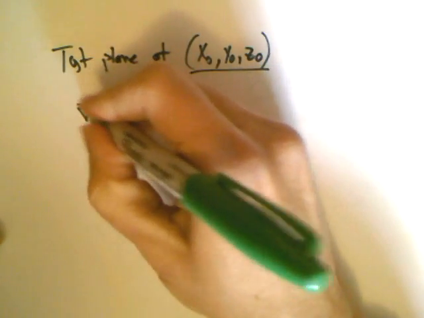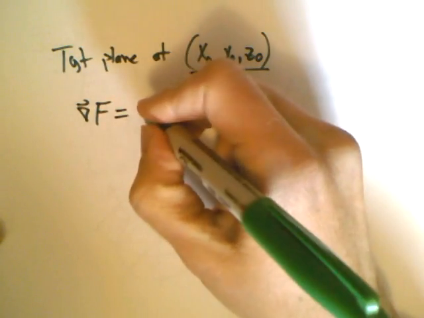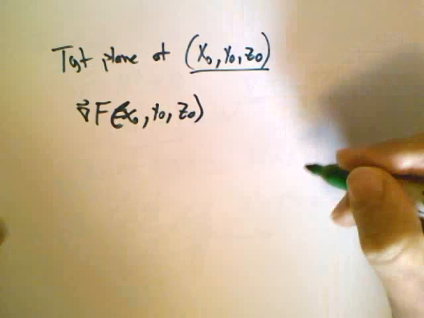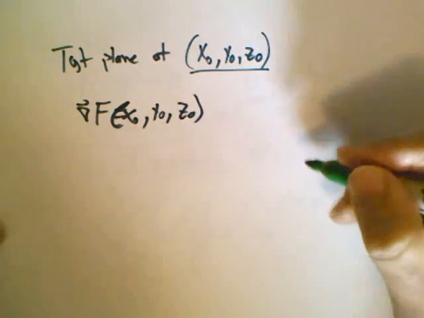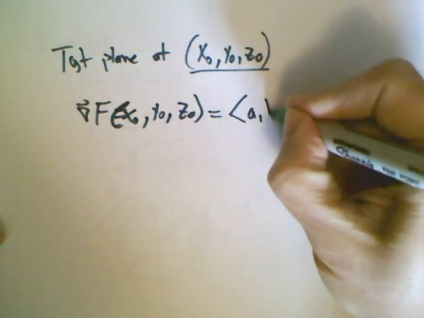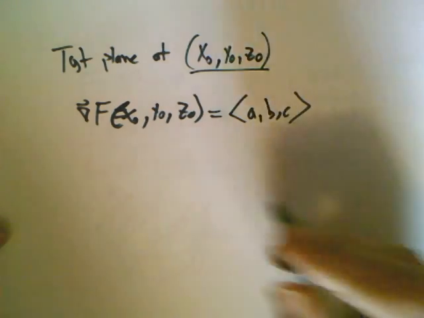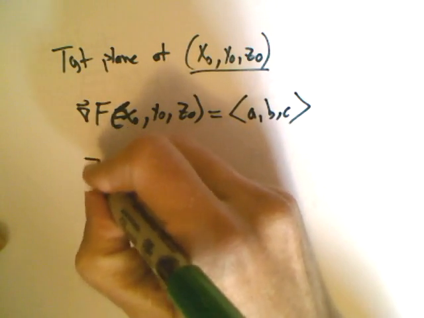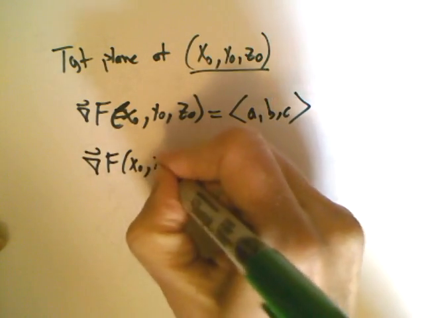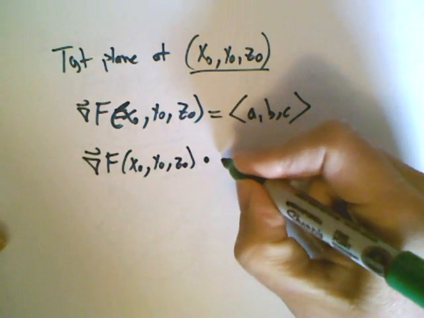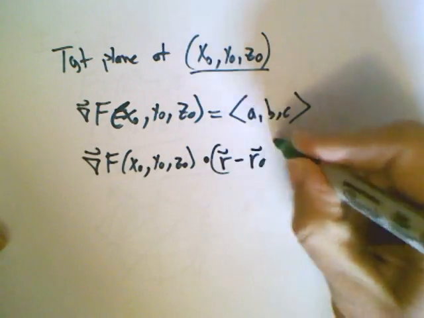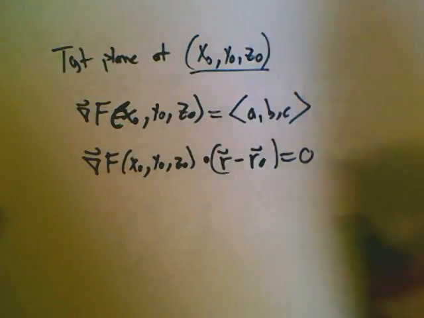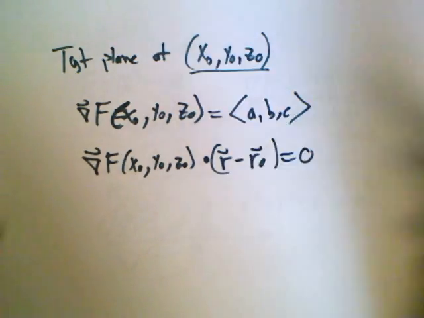It's going to be, there's our point, then let's say the gradient. Now this is where I want to use A, B, and C. Let's say the gradient of f at x naught, y naught, z naught is equal to A, B, C. So A, B, and C are now going to be the components of the gradient. Sorry about the change in the letters. And so we're just going to get, in vector form, the gradient of f at that point, dotted with r minus r naught, is 0. That's the standard way to take a normal vector and a point and get the equation.